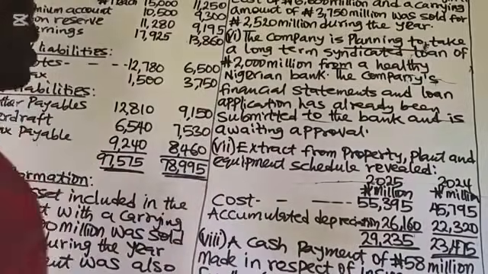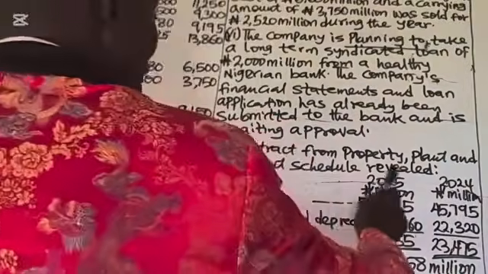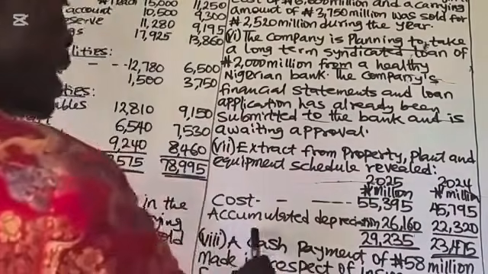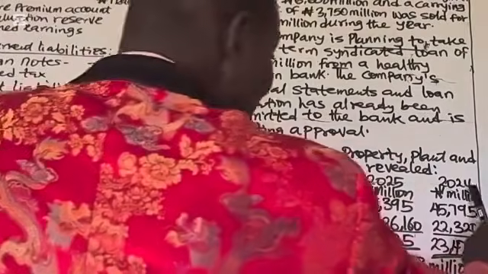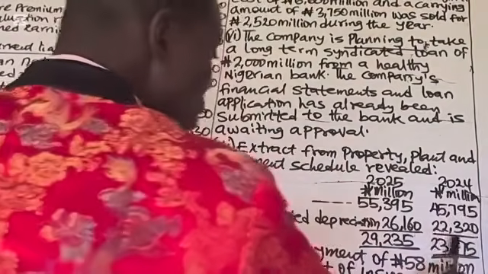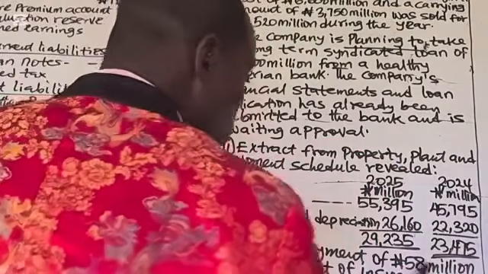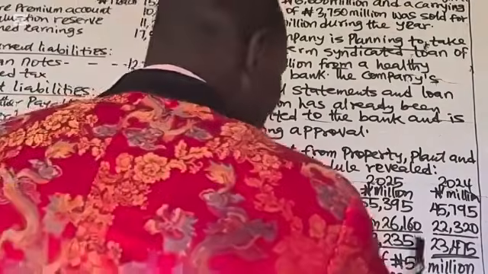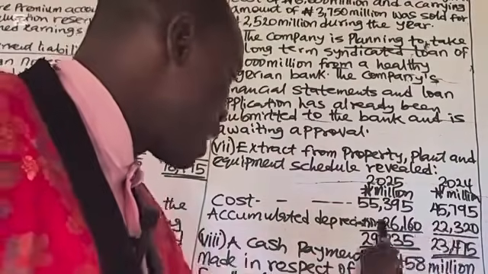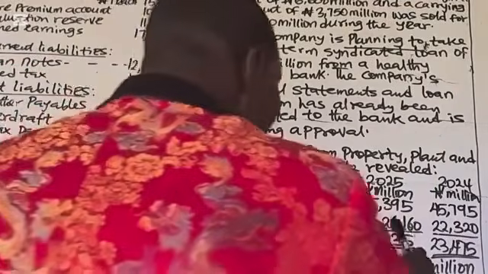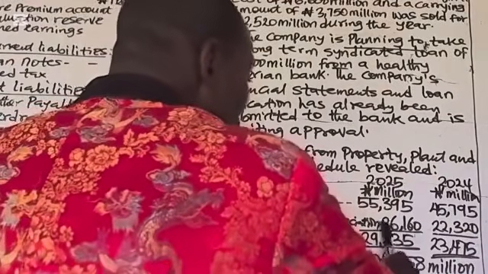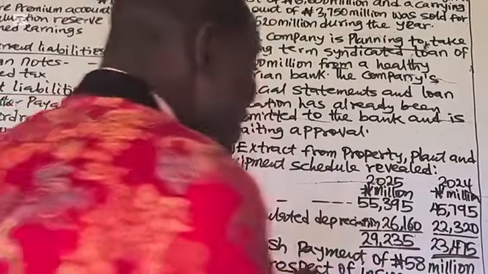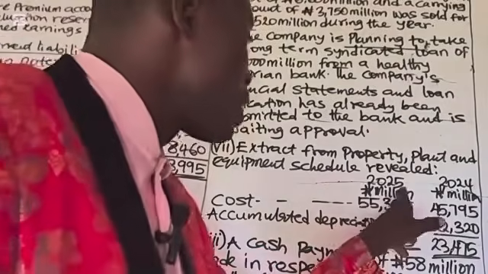Note 7. Extract from the property, plant, and equipment schedule reviewed. You have 2025 and 2024. You have the cost of the asset and the accumulated depreciation. If you look at the accumulated depreciation, for 2024 you have 22 billion 320 million naira, and for 2025 you have 26 billion 160 million naira. This accumulated depreciation has increased. The amount by which 2025 exceeds that of 2024 is an increase in depreciation, and that increase represents the amount of depreciation charged in the year 2025.